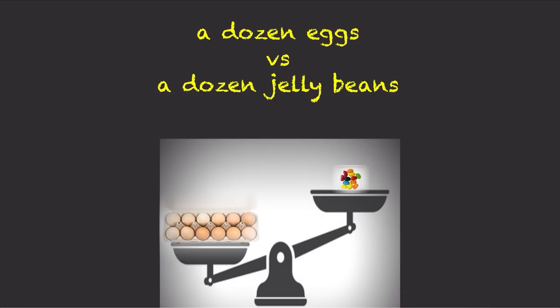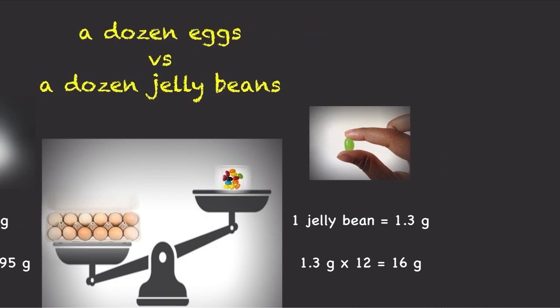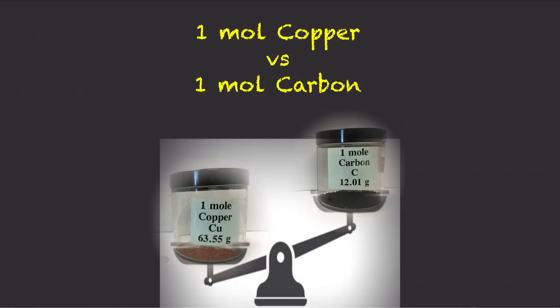Remember how a dozen jelly beans weighs less than a dozen eggs, even though they both have 12 items each? That is because, on average, a jelly bean weighs less than an egg. Likewise, a mole of carbon atoms weighs less than a mole of copper atoms. That is because, on average, 1 atom of carbon weighs less than an atom of copper.